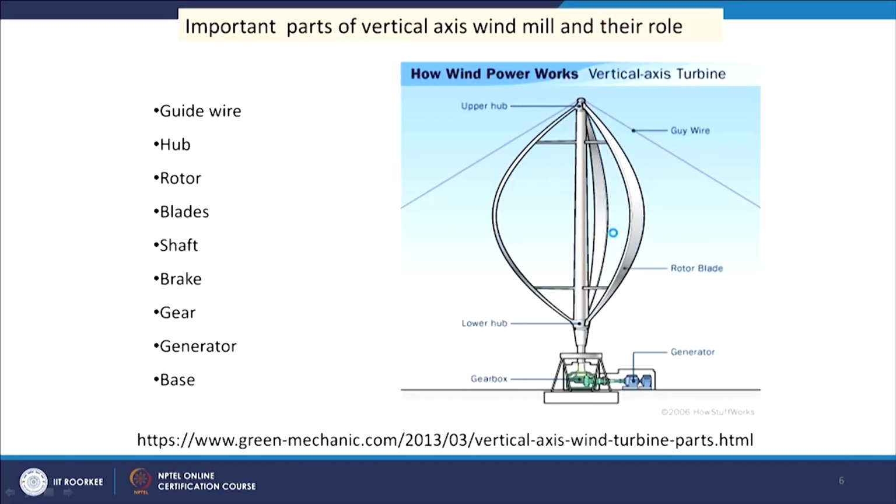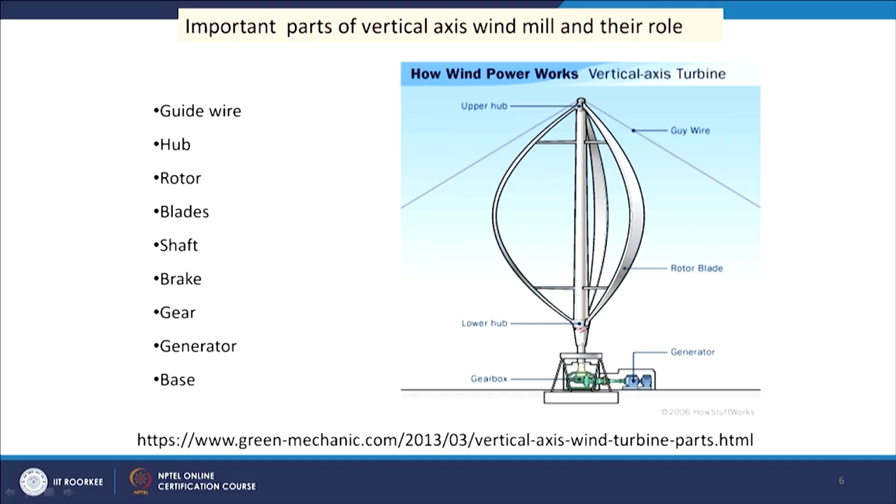Now, we will see important parts of vertical axis windmill and their role. This figure shows a vertical axis windmill. Here we have one shaft, and then we have two hubs, lower hub and upper hub. In this hub the shaft is attached and the blades are also attached. So, on both sides we have hub to attach the blades, unlike in the horizontal axis one where we had a hub on one side.